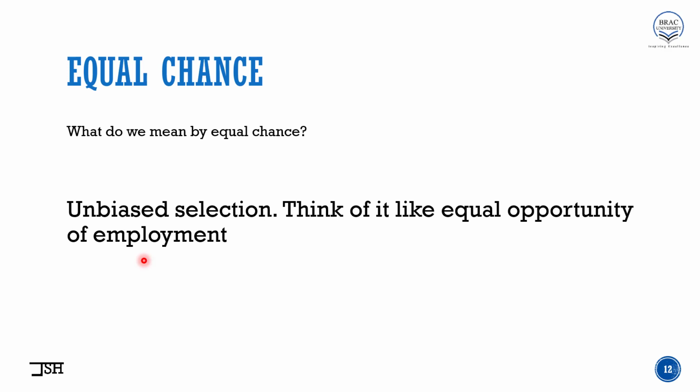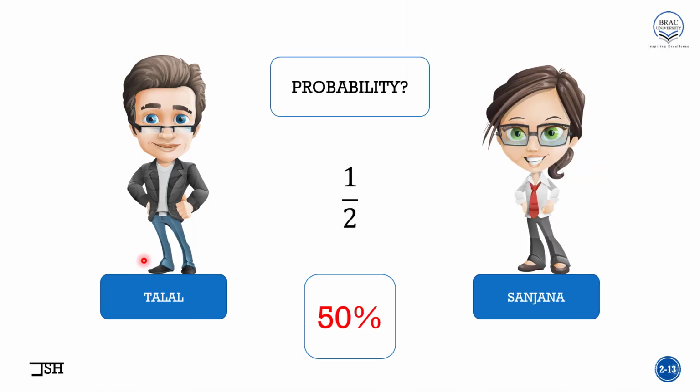Let me give you an example here. When I pick one of you from Talal or Sanjana, I'm not going to be a biased faculty, right? I'm going to make sure that both of you have equal opportunity of being selected in my sample. I'm never going to say that, yes, I like Talal very much, so I'm going to be biased towards him. That's not going to happen. Obviously, both of you will have an equal opportunity of being selected in my sample. That is what equal opportunity of being selected means.